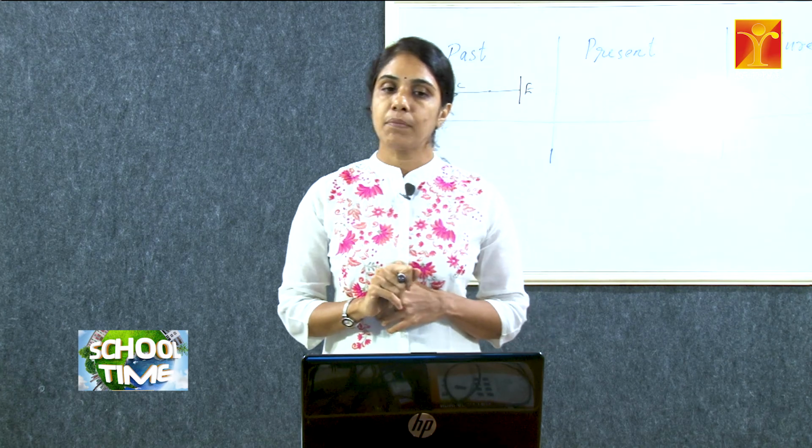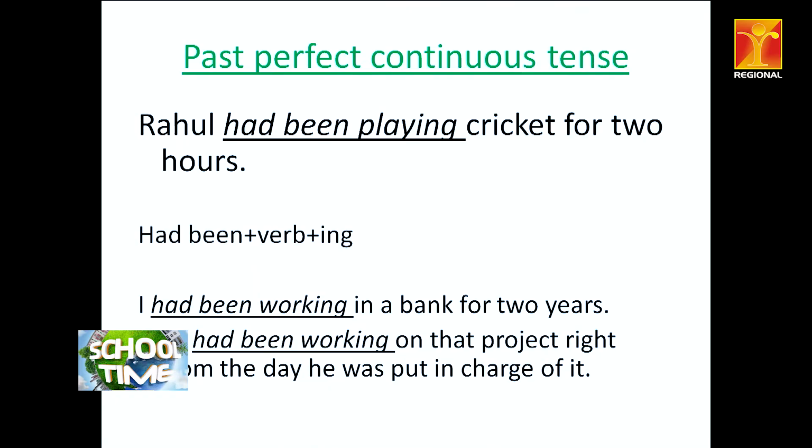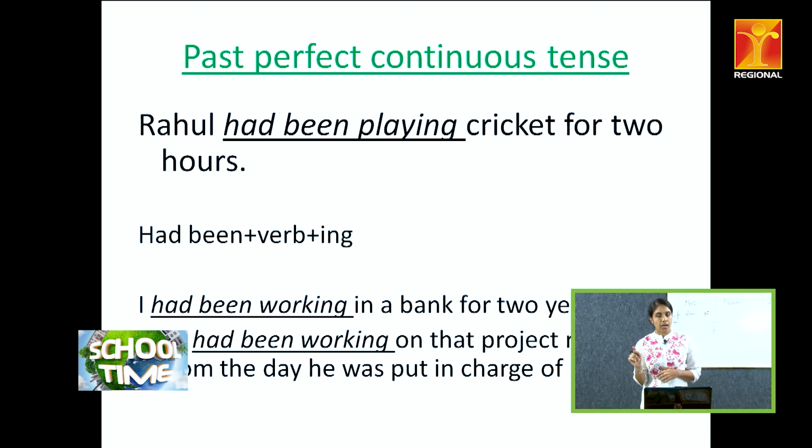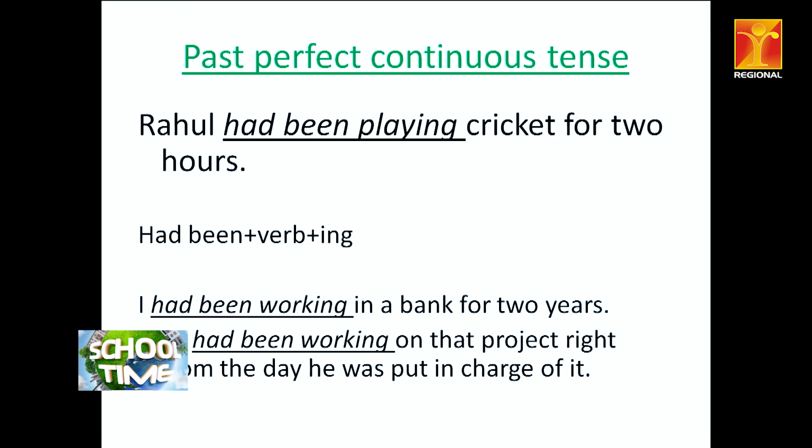See, had been plus verb plus ing. After the subject, you must add had been plus the ing form of the verb, or the present participle of the verb. Next example, I had been working in a bank for 2 years. Raju had been working on that project right from the day he was put in charge of it. So we finished the past tense.